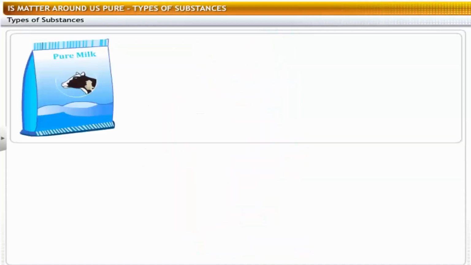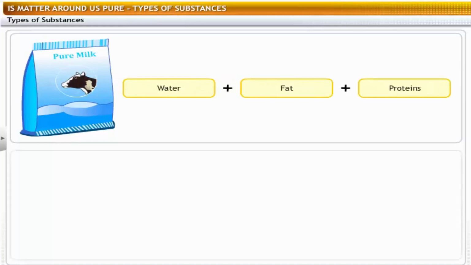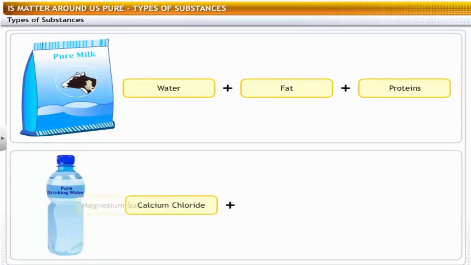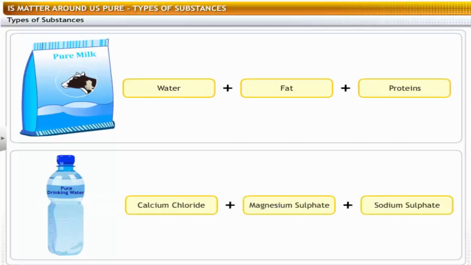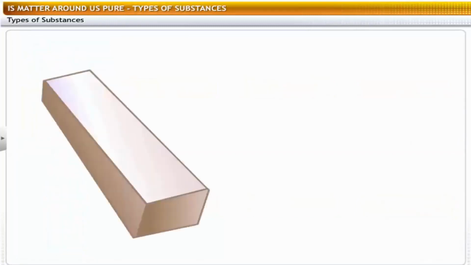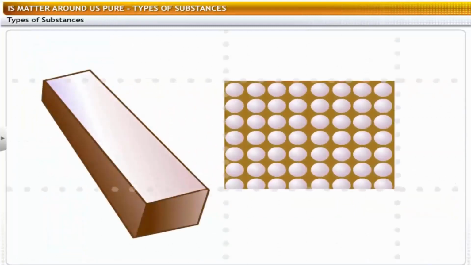For example, milk is a mixture of water, fat, and proteins. Mineral water, according to the label, has calcium chloride, magnesium sulfate, and sodium sulfate. If it were really pure water, in the scientific meaning of the word, it should contain only water molecules. For a chemist, the purity of a substance means the substance is made up of only one type of a particle. The particles may be atoms or molecules.